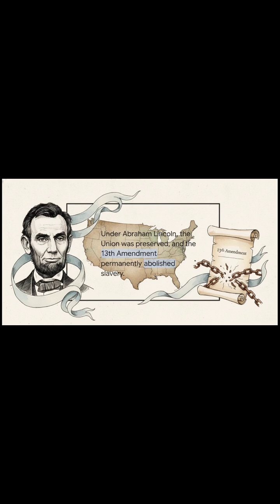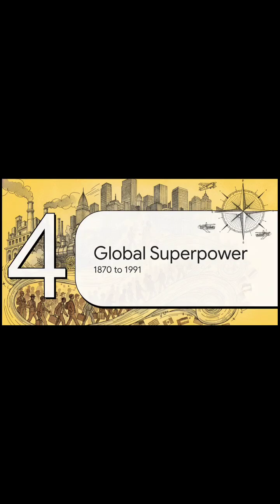Under the leadership of President Abraham Lincoln, the Union was held together, and perhaps most importantly, the 13th Amendment was passed, permanently abolishing slavery. The war saved the nation, but it also forced it to take a massive, painful step toward actually aligning its reality with those initial founding ideals we talked about earlier. Chapter 4, Becoming a Global Superpower.